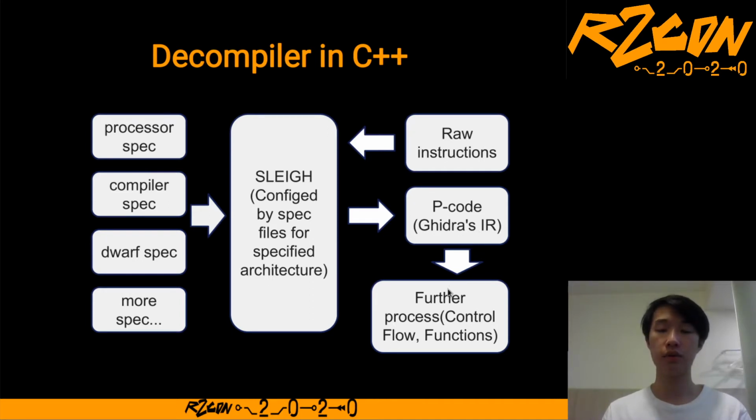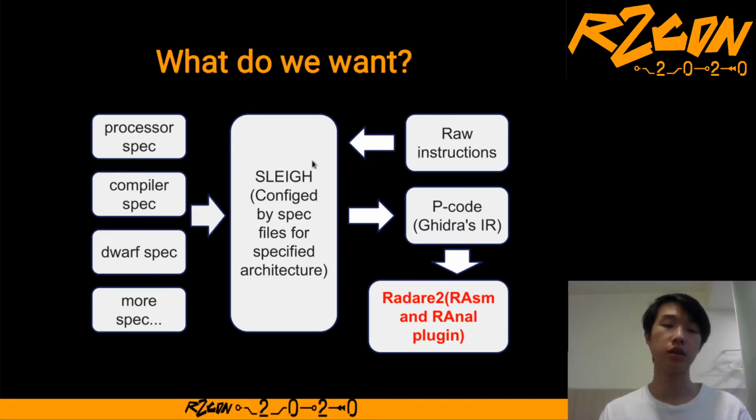Those IR will be put into further processes, like control flow analysis, function recovery, and the further decompiler process. So what do we want? We want to reuse this SLEIGH engine. We want to read its P-code, and on top of that, implement our own disassembler and analysis plugin. We not only want to get the instruction disassembly result, but also the control flow info and the emulation work.